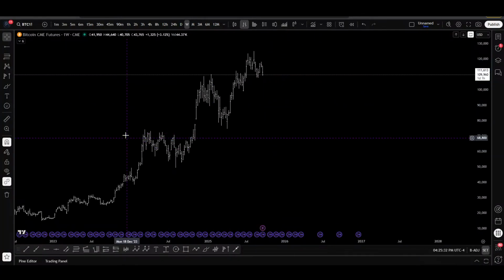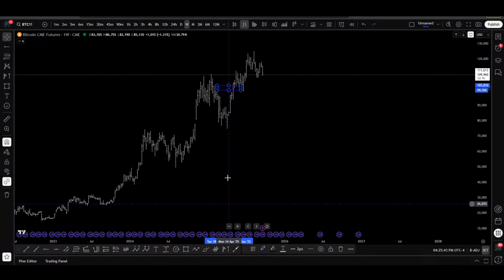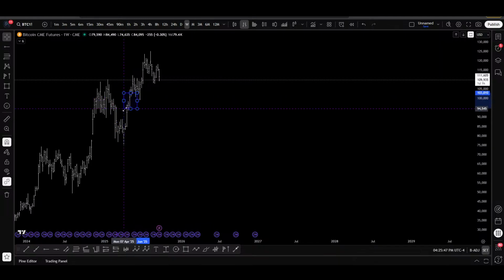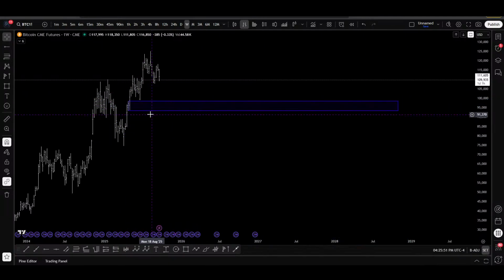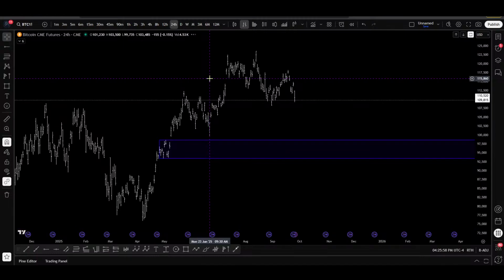Have to mark out some key levels, right? Let's just do some basic technical analysis here. All right, so we had a pivot here. Front ran this level a little bit there on the weekly. Just go down to the daily really quick.